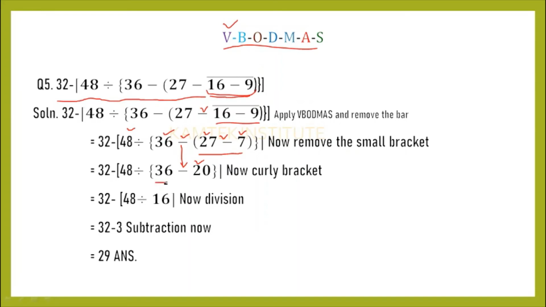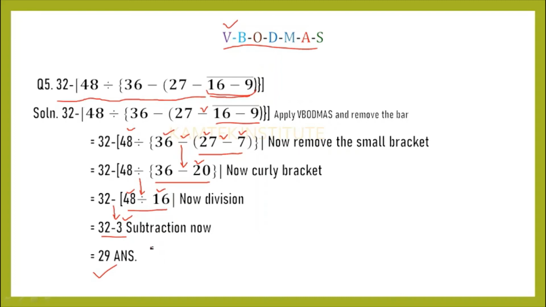Now we'll open this curly bracket by doing the subtraction inside it. We write down 32 minus large bracket 48, and this divide sign comes over here, and 36 minus 20 is 16, and we close the large bracket. Next we do the operation inside this large bracket. We get 32, this minus sign comes over here, and 48 divided by 16 is 3, and then 32 minus 3, we have 29. So 29 is the answer to this question.